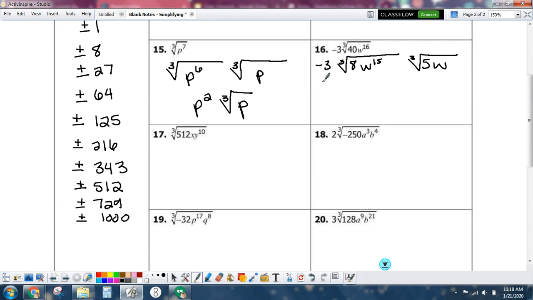So the cube root of 8 is 2. And 15 divided by 3 is 5. Times cube root of 5w. Okay, so now I can do negative 3 times 2 to get negative 6. w to the 5th, cube root of 5w. Okay, so same process as before, but this time we're using the cubes instead of the squares.